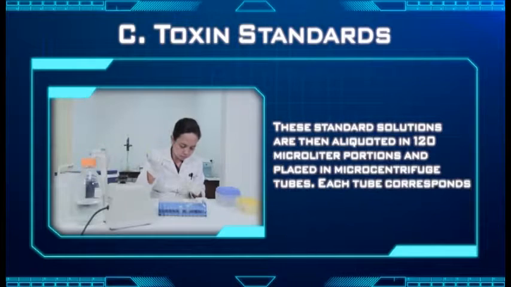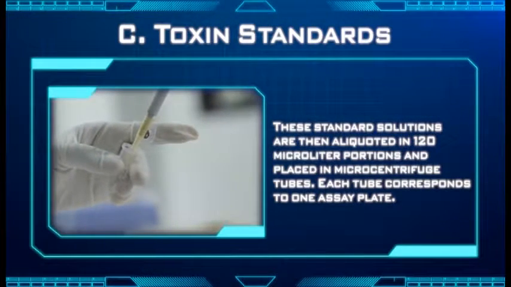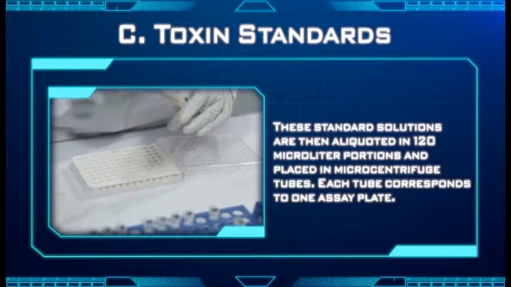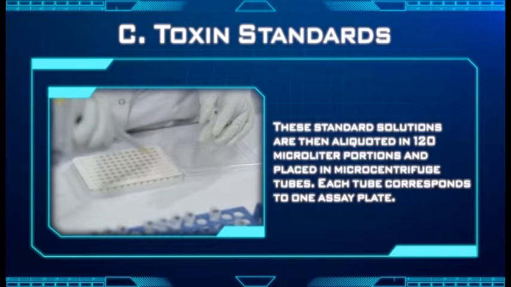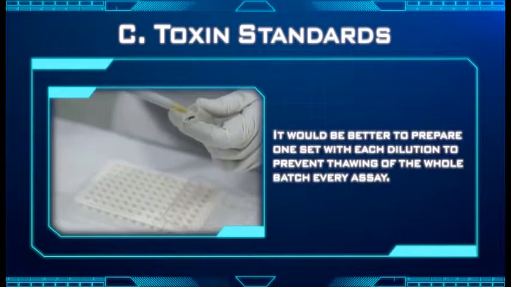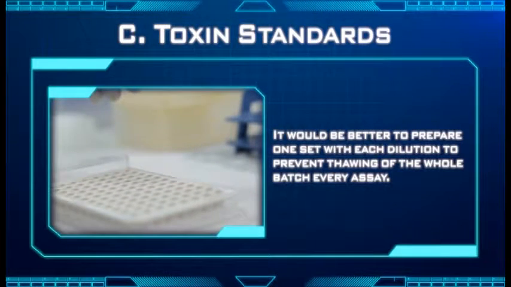These standard solutions are then aliquoted in 120 microliter portions and placed in microcentrifuge tubes. Each tube corresponds to one assay plate. It would be better to prepare one set with each dilution to prevent thawing of the whole batch every assay.